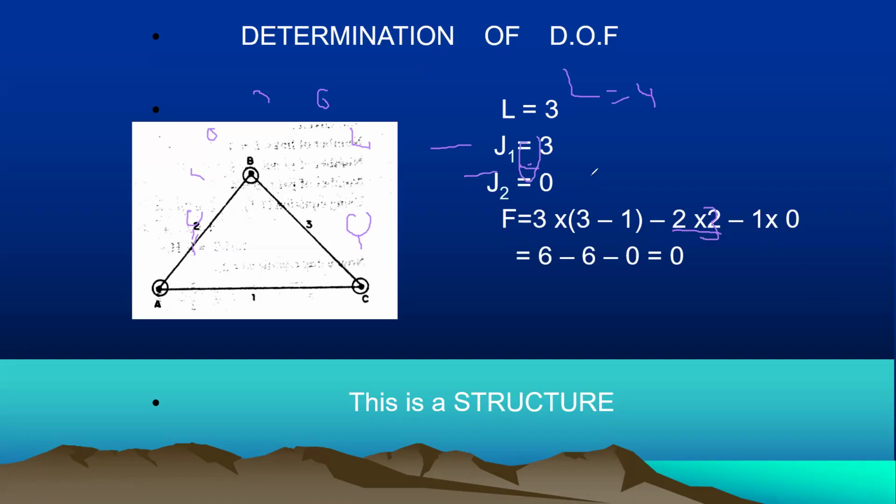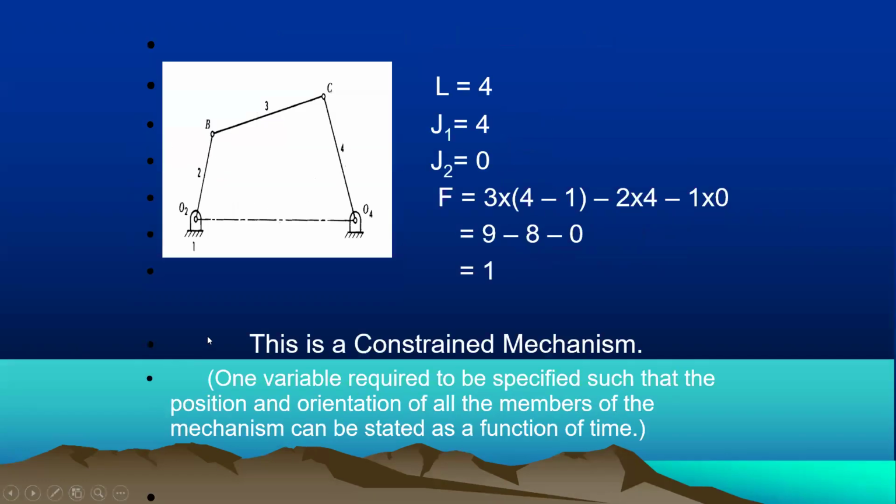It's supposed to be 3 into L minus 1 minus 2 J1 minus J2, right? So here they made a mistake, okay? So please, I hope I've cleared you, you don't need to do that homework. Anyhow, let's go back to what we are explaining.